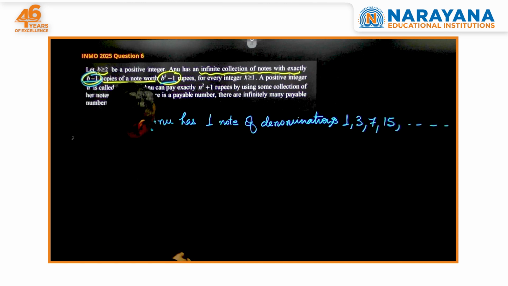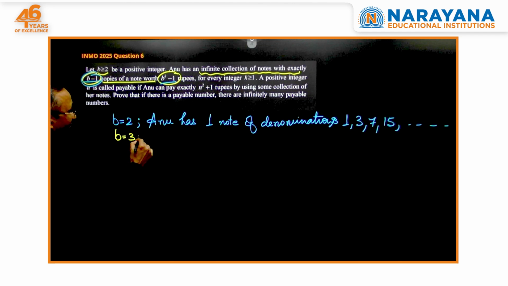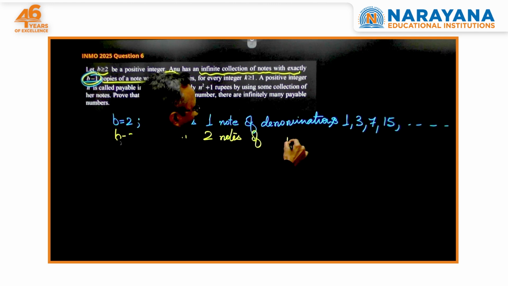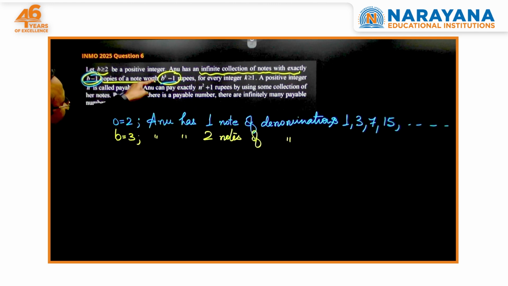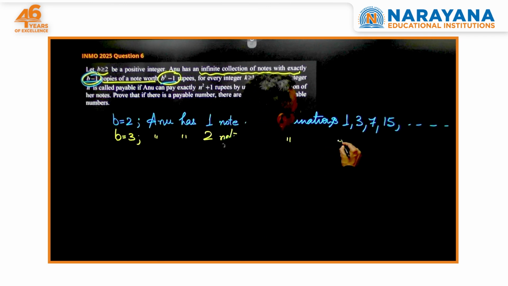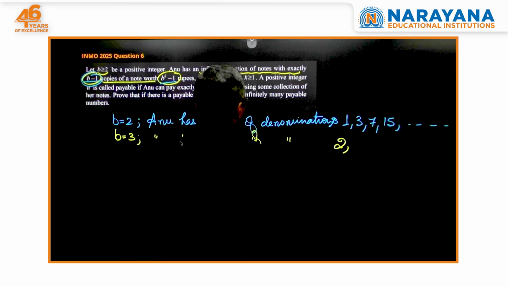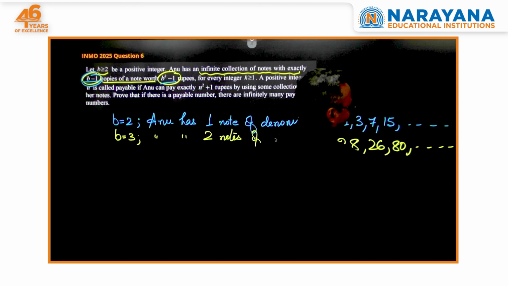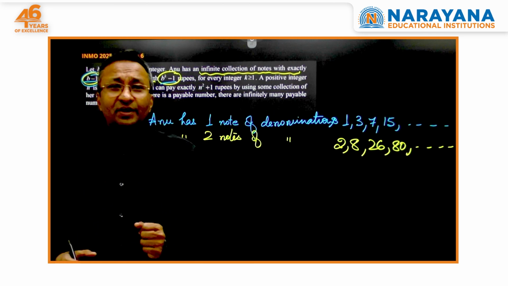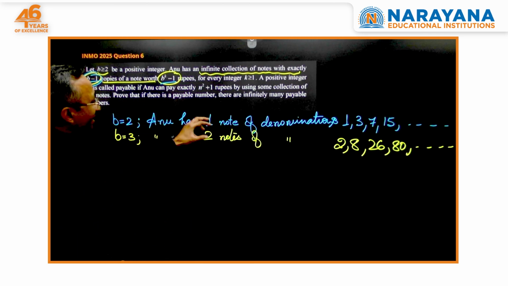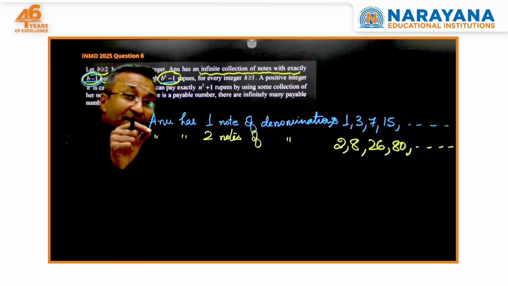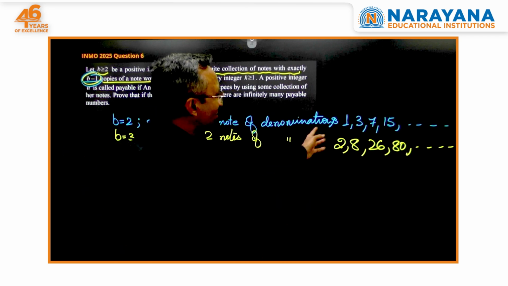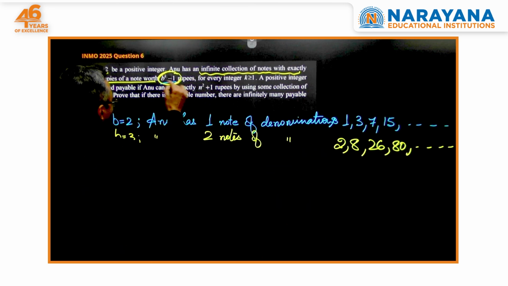I'll give you another one also. If B was 3, Anu has 2 notes of each denomination. Now, it would be 3 to the power k minus 1: 2, 8, 26, 80, and so on. So, for a given B, Anu has an unlimited number of notes, but a limited number of copies of a particular denomination, and the denominations are not the usual 1, 2, 3, n. It is basically of this form.